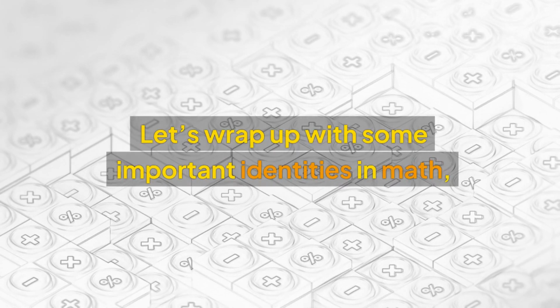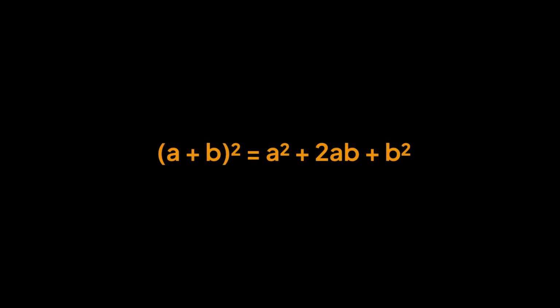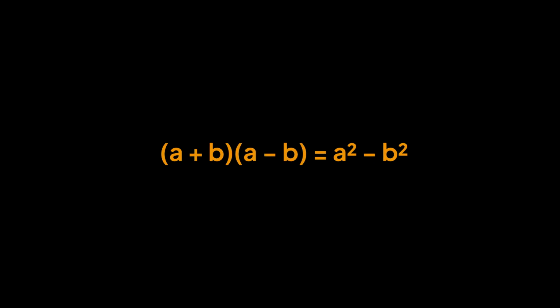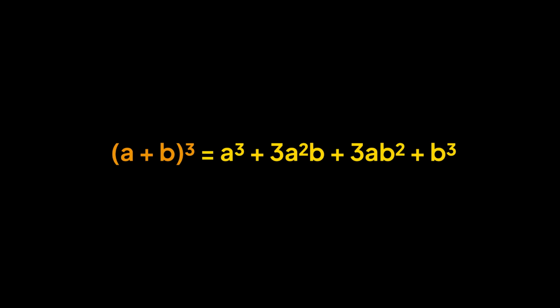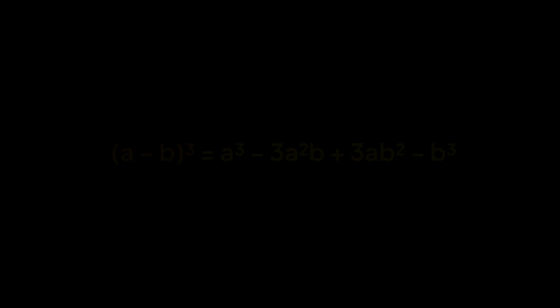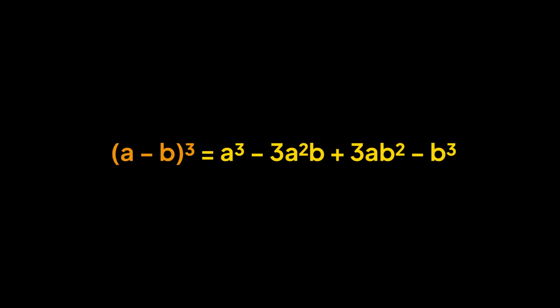Let's wrap up with some important identities in math. (a plus b) whole square equals a squared plus 2ab plus b squared. (a minus b) whole square equals a squared minus 2ab plus b squared. (a plus b)(a minus b) equals a squared minus b squared. (a plus b plus c) whole square equals a squared plus b squared plus c squared plus 2ab plus 2bc plus 2ca. (a plus b) whole cube equals a cubed plus 3a squared b plus 3ab squared plus b cubed. (a minus b) whole cube equals a cubed minus 3a squared b plus 3ab squared minus b cubed.